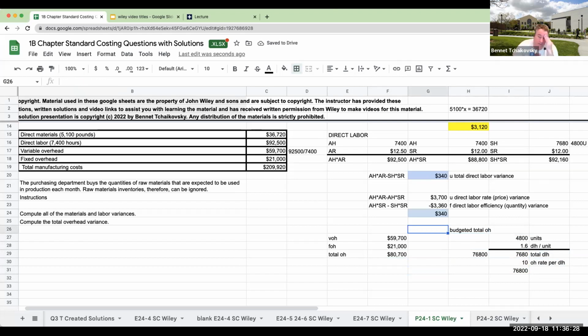Okay, so over here, what I'm now going to say is that this is going to give me a variance of 3,900, and this is going to be unfavorable. I spent more than I should have.